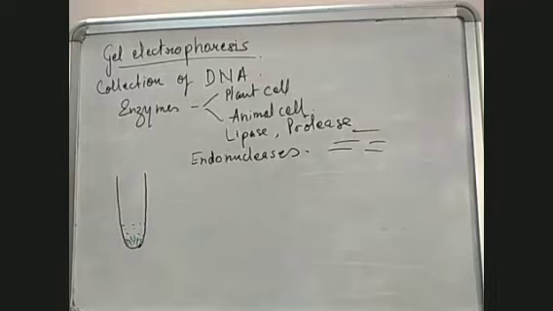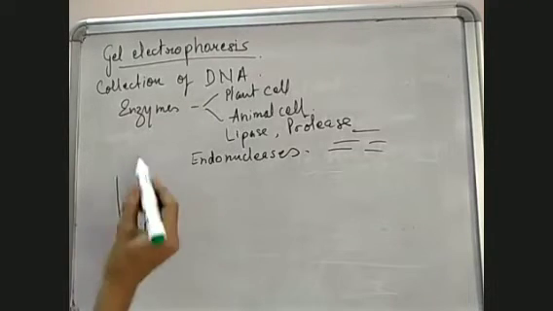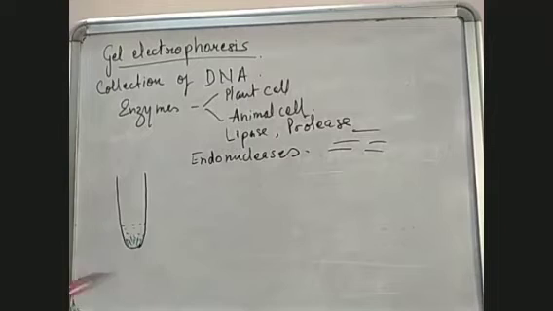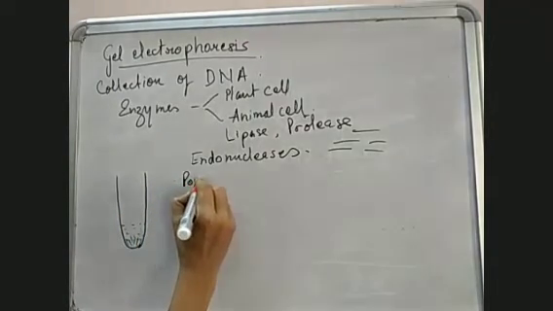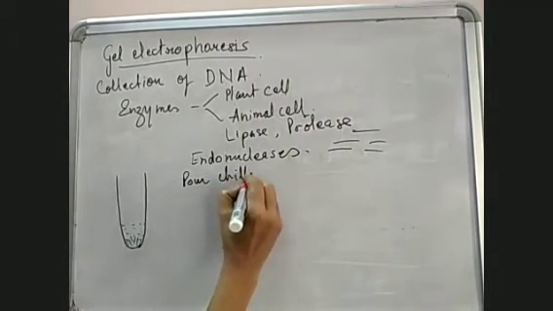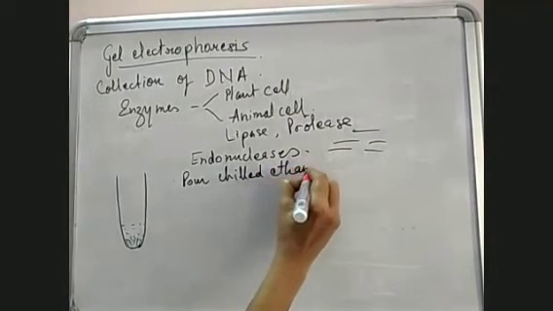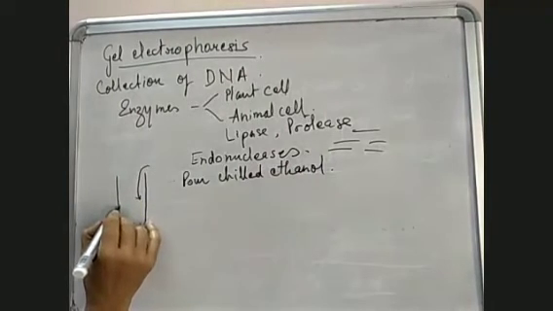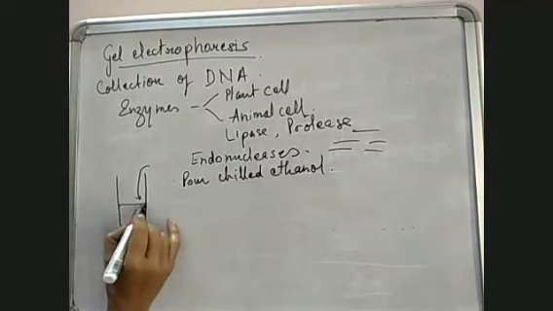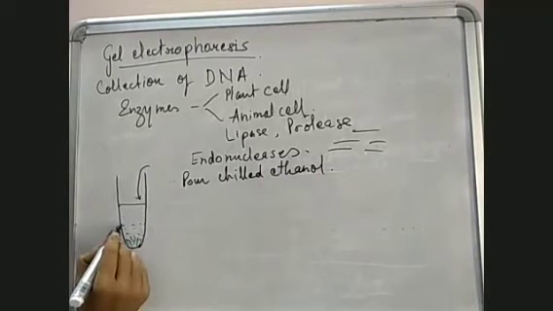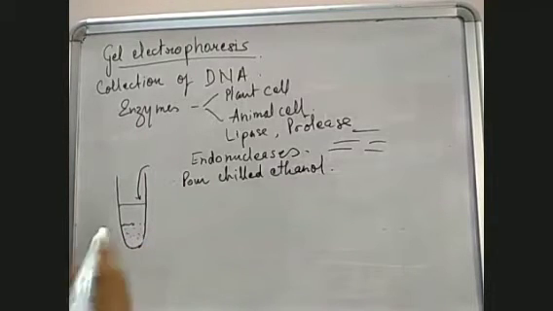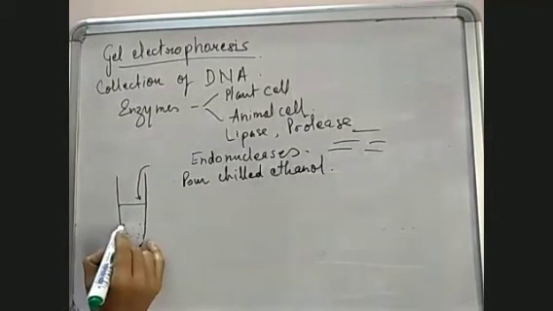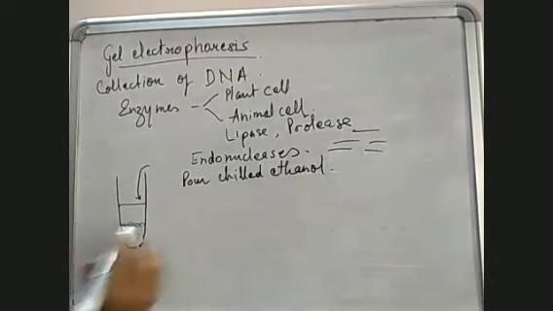In this test tube, we pour chilled ethanol. When chilled ethanol is poured in it, it doesn't mix in it, rather it forms a separate layer. And these DNA fragments come to lie at the boundary or at the junction of both the solutions where we have poured the chilled ethanol.